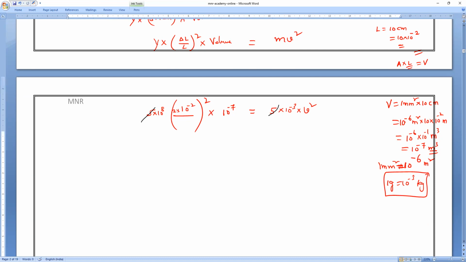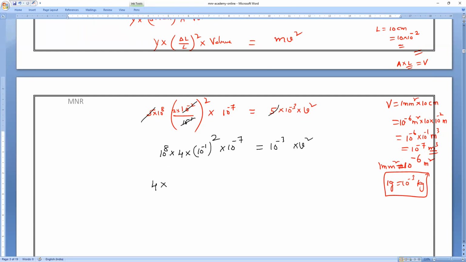So 5 will get cancelled. Now it will become, see everybody, 10 power minus 1. Now I'll make it 10 power minus 2, 10 power minus 1 get cancelled. So 10 power minus 1 minus 1 is remaining. So I'll write it. See that 10 power 8 into 2 square means 4. Clear? 4 into 10 power minus 1 whole square into 10 power minus 7, which is equal to 10 power minus 3 into v square.